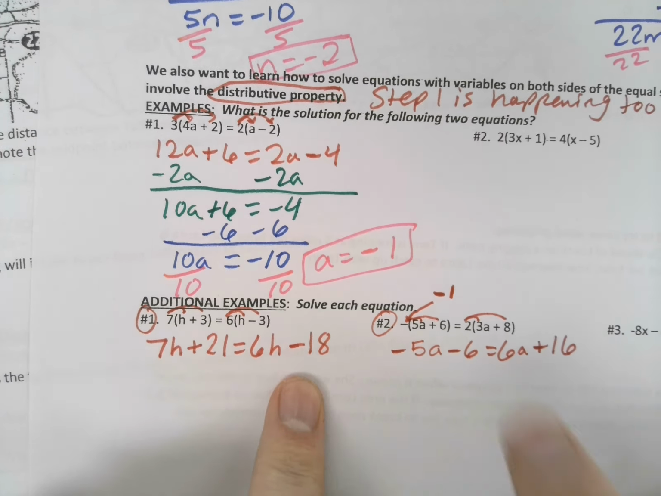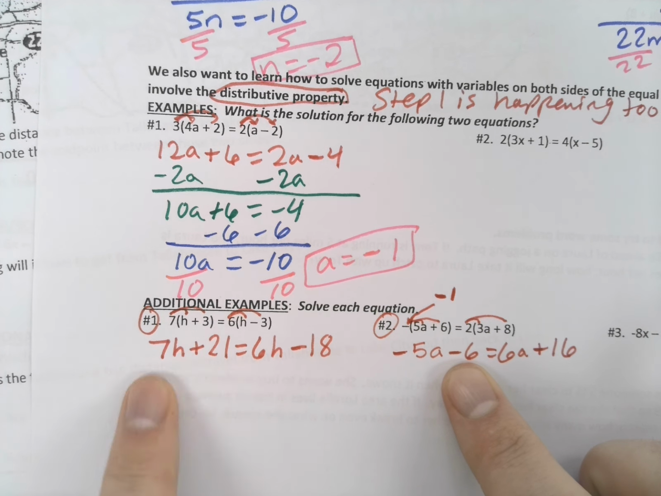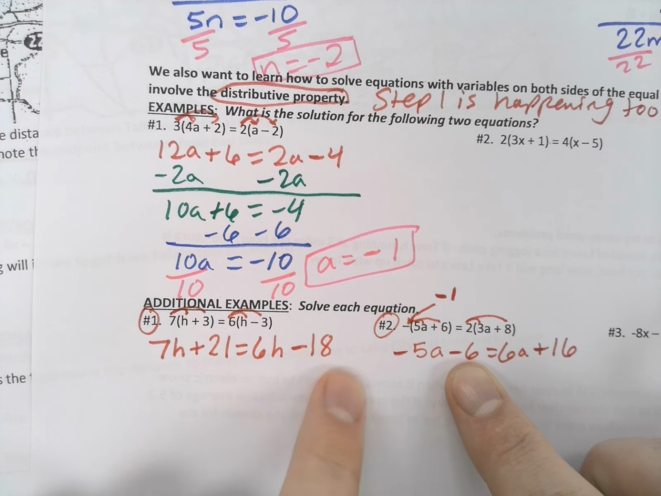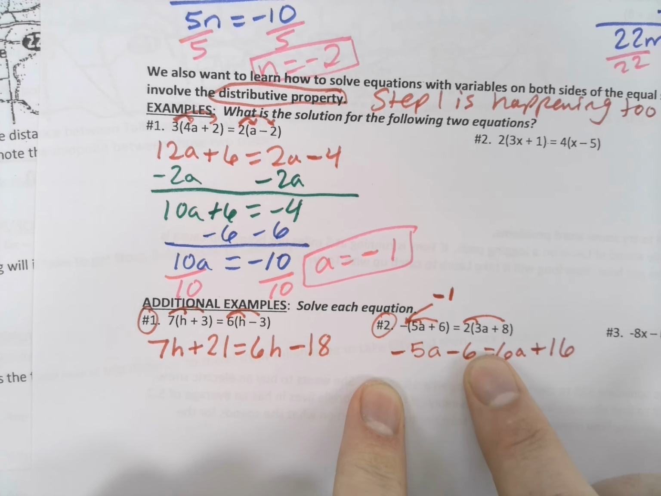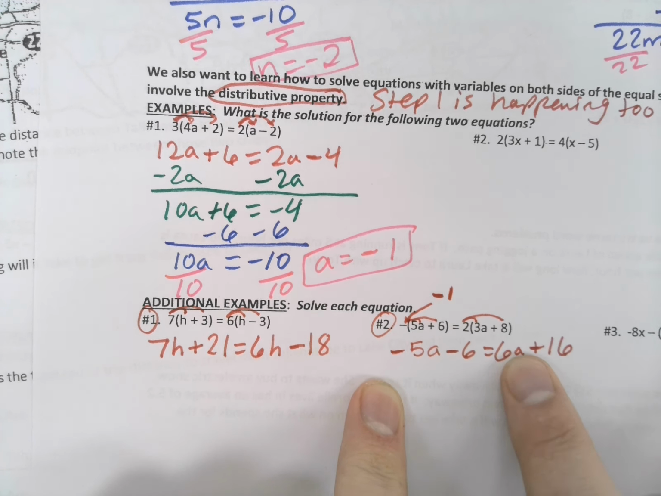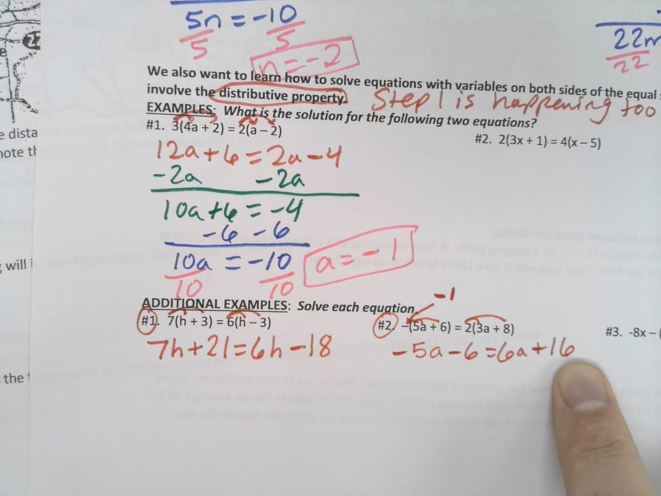Let's make sure you guys are good on that first step. Distribute 7 to both. Distribute 6 to both. Distribute negative 1 to both of those. Negative 5a and negative 6. And distribute 2 to both of those, 6a and 16. You can go back to working.